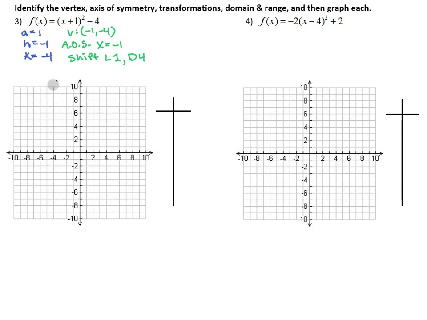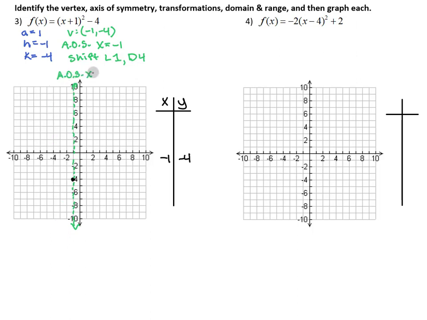Okay, so let's graph it. We'll do the domain and range at the end. So let's start with our vertex. So we were given our point, negative 1, negative 4. And we're going to fill in kind of our t-chart here. Negative 1, negative 4. So we're going to go left 1, down 4. 1, 2, 3, 4. Negative 1, negative 4. There's my vertex. Okay, so we're also going to graph in our axis of symmetry, and that is the vertical line where x is negative 1.